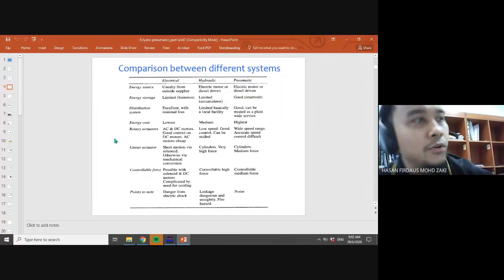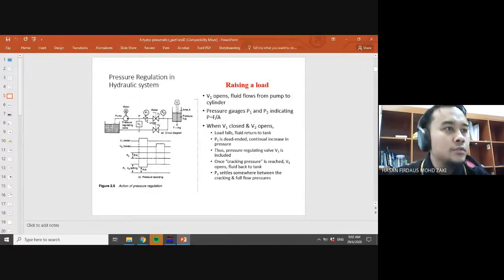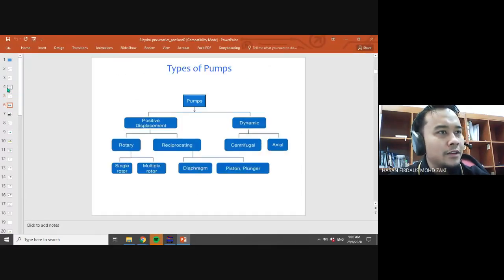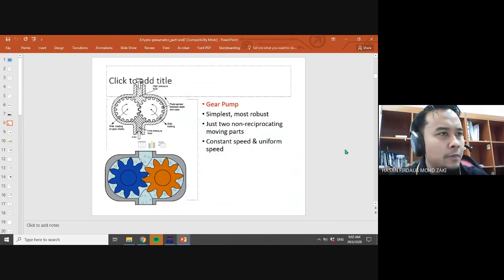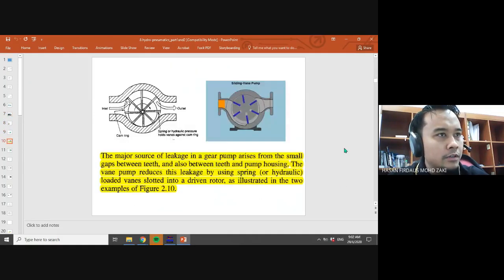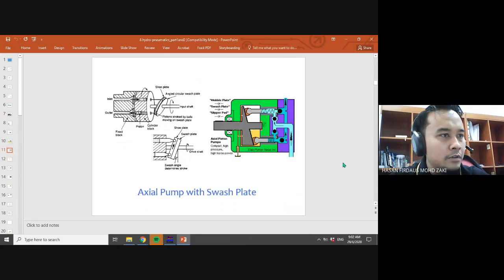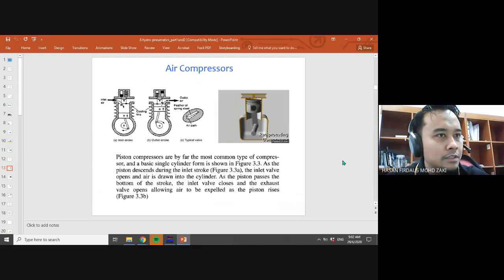So let's go to this one. This one you go by yourself. It's not in the LOs, but you can read this by yourself. This is one type of pump, gear pumps. You can see this by yourself. Filters, compressors, to compress the air.